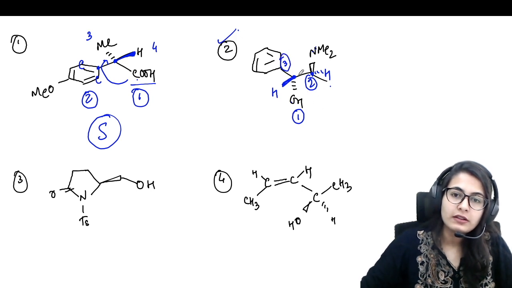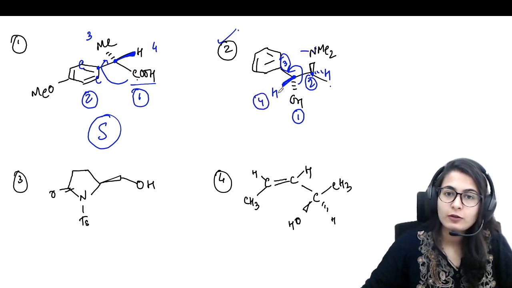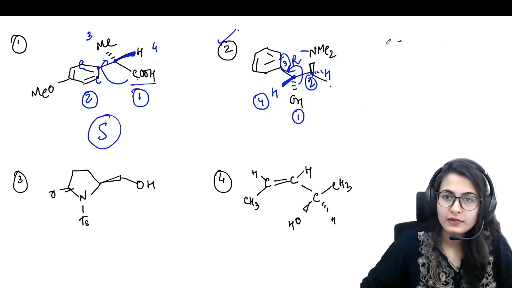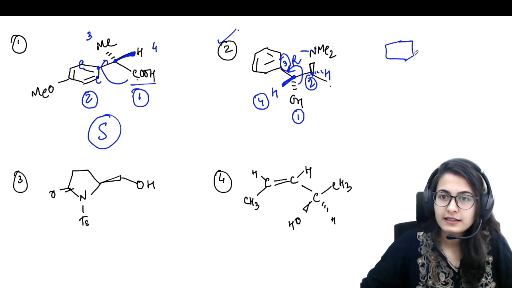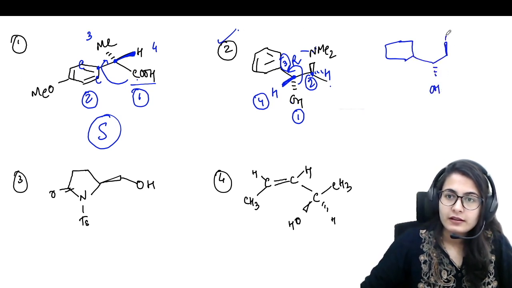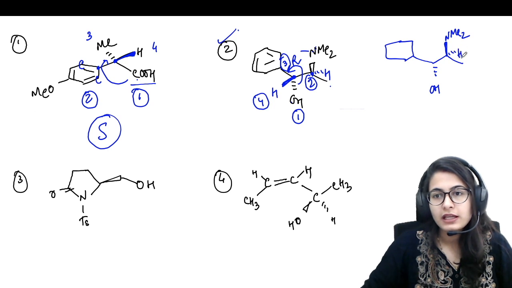So 1, 2 and 3, this goes anti-clockwise, should have been S, but once again the fourth priority group is above. So you're going to write this carbon will be R. What about the second one? Let's see as well. NMe2 and a methyl group. So in the second one you see that there is a hydrogen below.